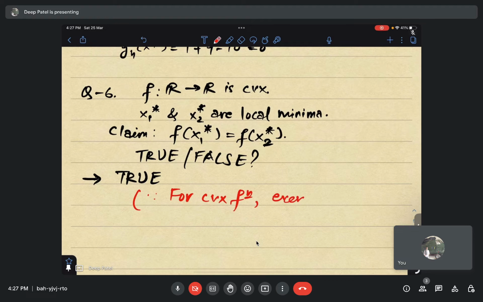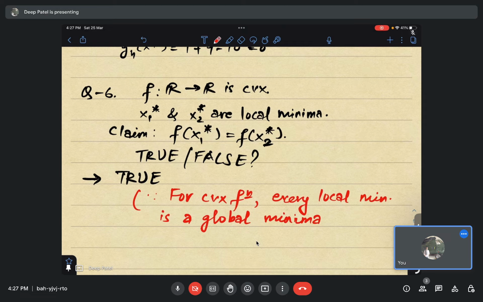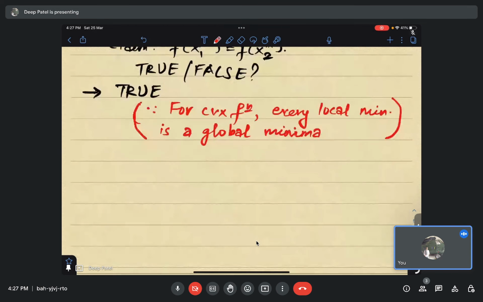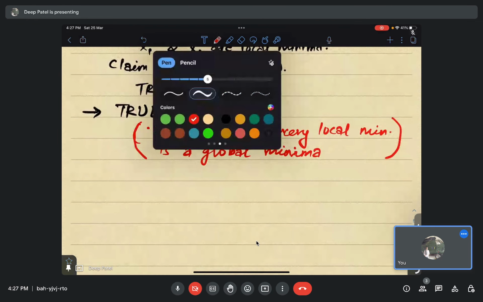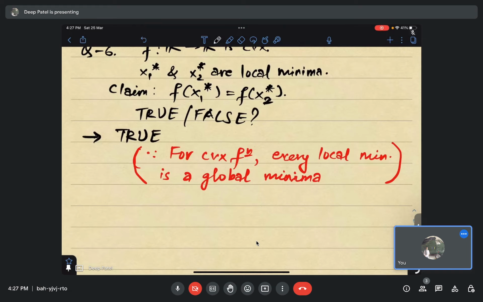Why should it be unique? So is this clear now? Because every local minimum is a global minimum. That's true. So this is the way the argument needs to be made. Because any local minima is a global minima, if I say there are multiple local minima, they all have to have the same value because they are all global minima. Otherwise, it becomes circular reasoning.